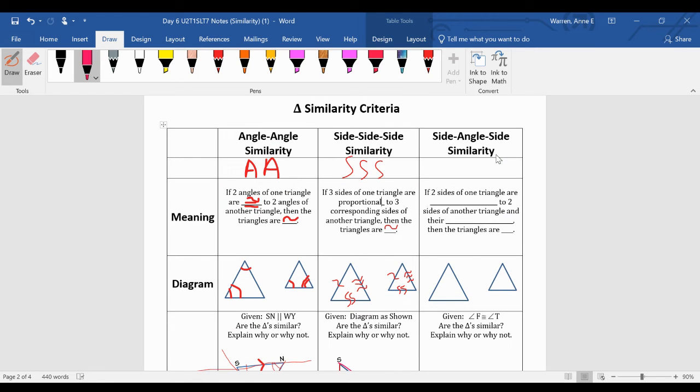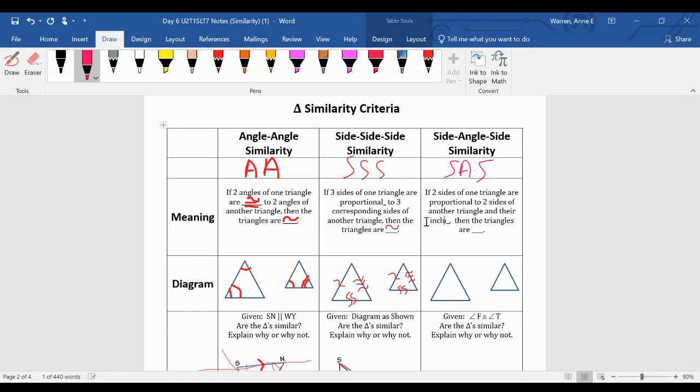Our last similarity criteria is side angle side similarity. Just like with congruence, we would use SAS to represent that. But again, in terms of the sides, it's not about congruence, it's about proportionality. With the angles, it is about congruence. So if 2 sides of one triangle are proportional to 2 sides of another triangle, and their included angles are congruent, then the triangles are similar.